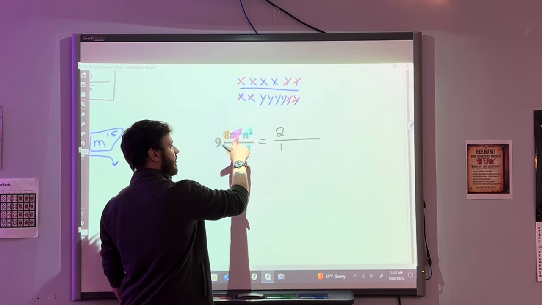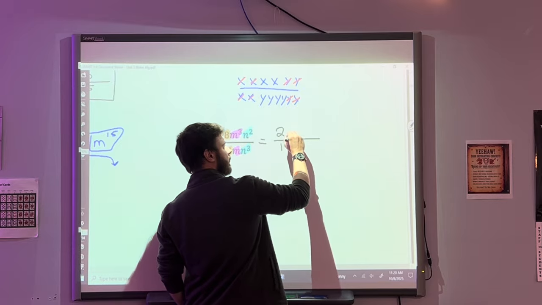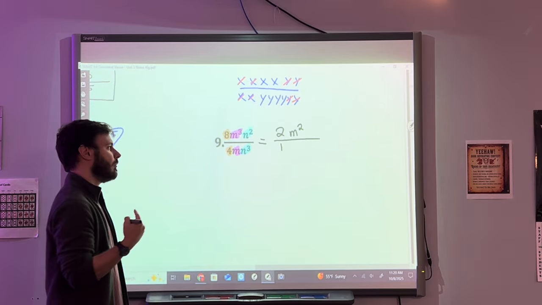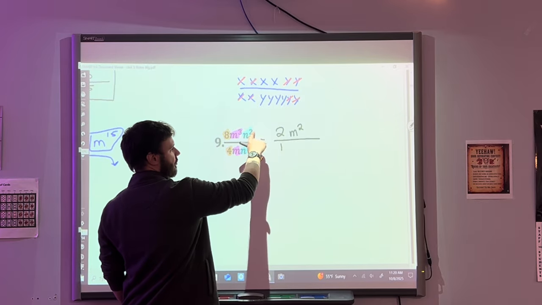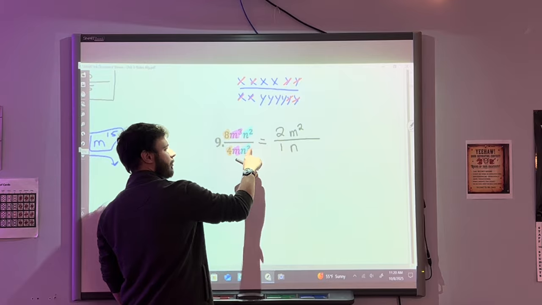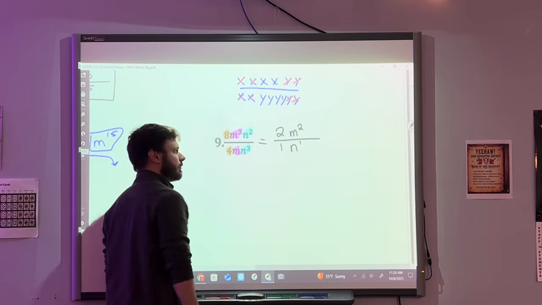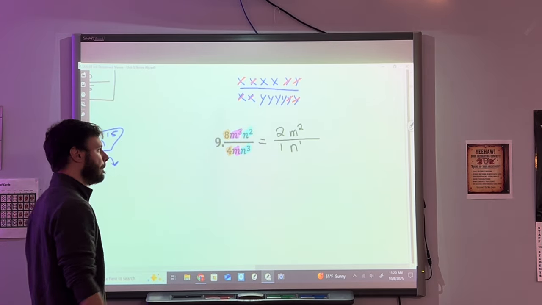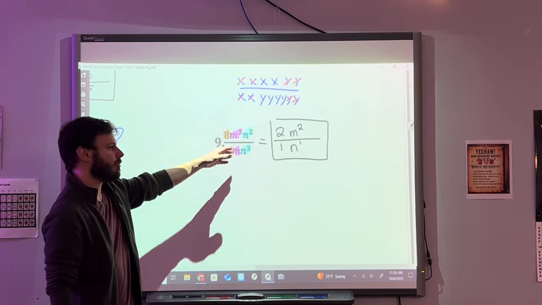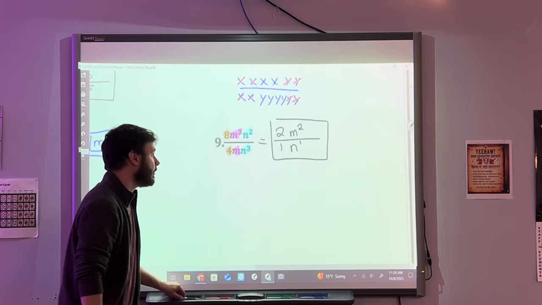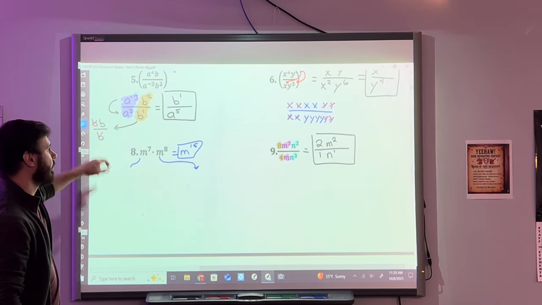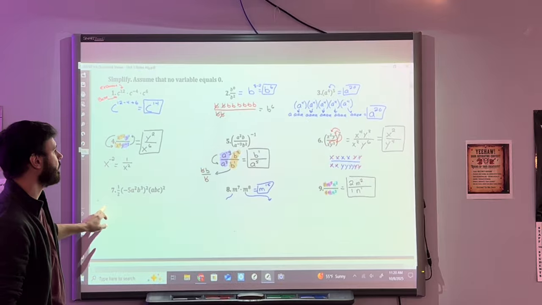Okay, m's: 3 on top, 1 on the bottom. More on the top, and more by 2. N's: 2 on the top, 3 on the bottom. More on the bottom, but just one more. Okay, that's my answer. And you can explode this one just like you exploded the other one if you want to. Okay, what else we got here on the front? I think I did most of them.